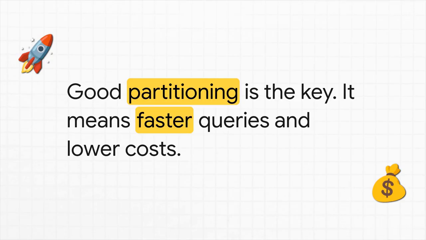So why are we so obsessed with this folder structure? Why does it matter so much? Well, it all comes down to one word: performance. By organizing the data this way, especially by date, we enable something called partitioning. So think about it like this. Instead of searching an entire library for one book, partitioning lets you go directly to the right shelf. Your analytics engine can just scan the data for last month, for example, instead of sifting through the entire history. This makes your queries way, way faster and cheaper too.